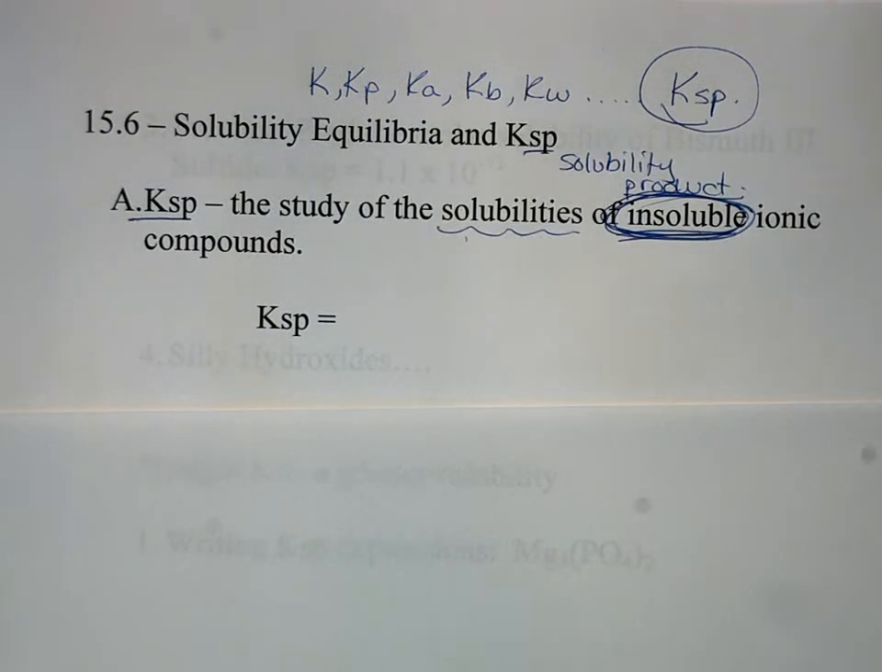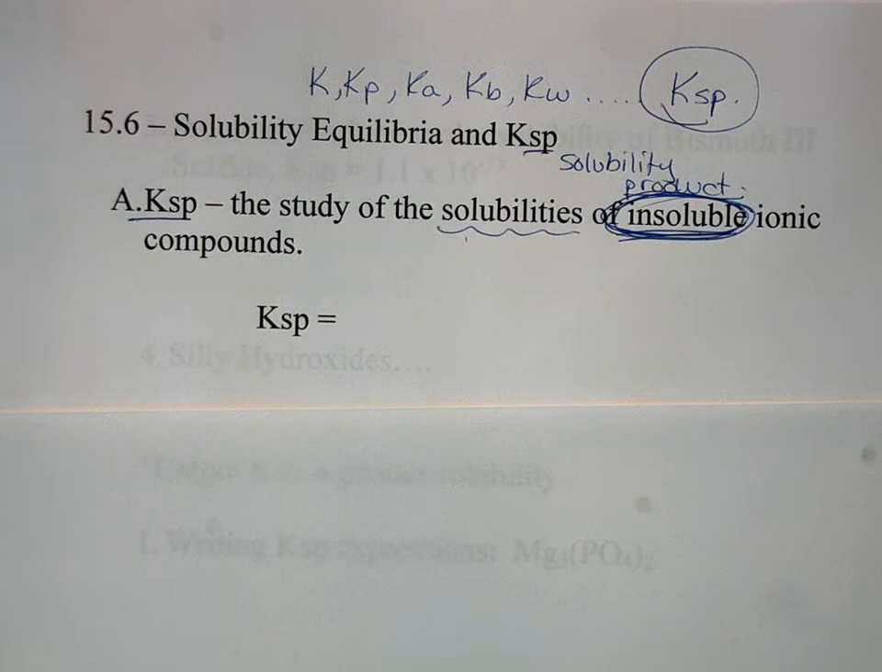tiny percentage of them. So it's kind of like how weak acids mostly stay together, but there's a tiny percentage that dissociate. Same thing with all those insoluble ionic compounds. Most of it is going to stay insoluble, but a tiny percentage of it will dissolve. And so we're going to study that with this Ksp.